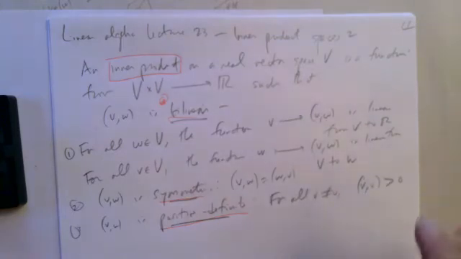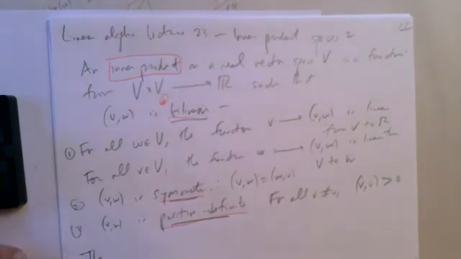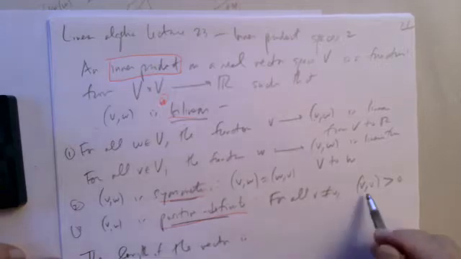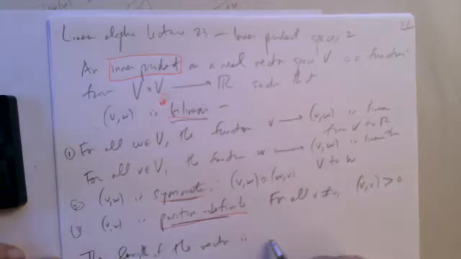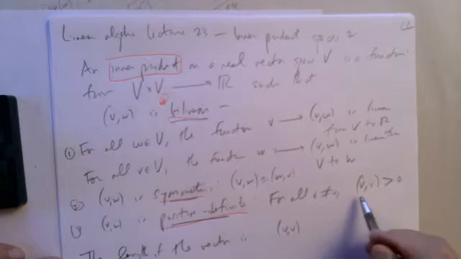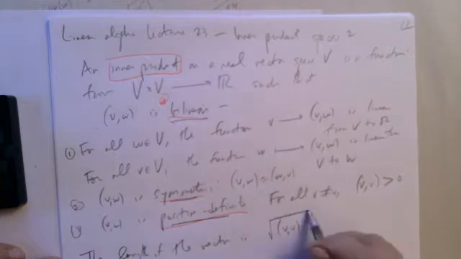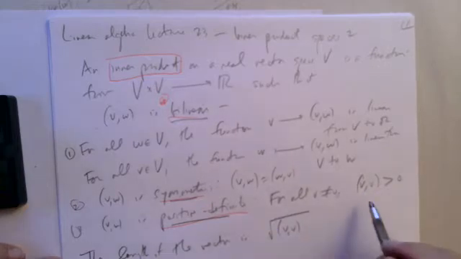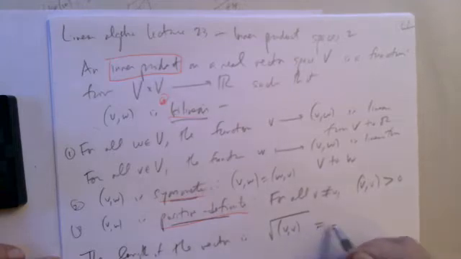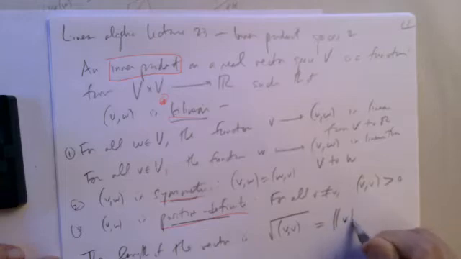And what we call the length of the vector V is, well, the inner product of V with itself is positive, so you can always take the square root. If V is 0, this is 0, and the square root of 0 is 0. So this is what we call the length of V, and this is the notation for it.